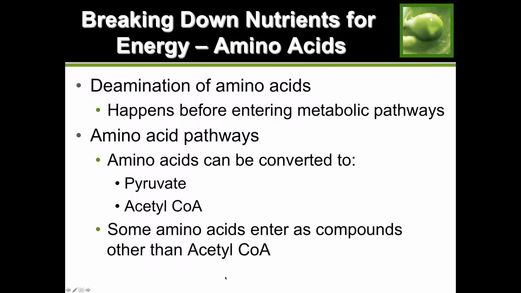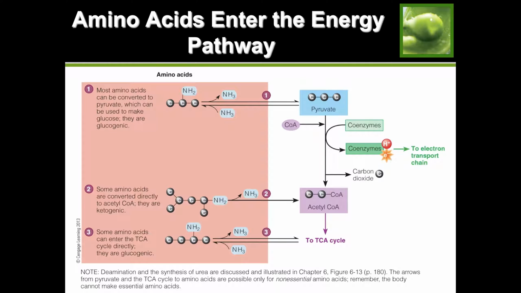All right. So moving on to amino acids, you have to deaminate the amino acids before they enter the metabolic pathways. In other words, you have to remove the amino group. Now, the amino acid pathways, remember, they could go in through 3 areas. They can be converted to pyruvate, to acetyl-CoA, or some amino acids actually enter as compounds other than acetyl-CoA directly into the TCA cycle. So here's a picture of it.